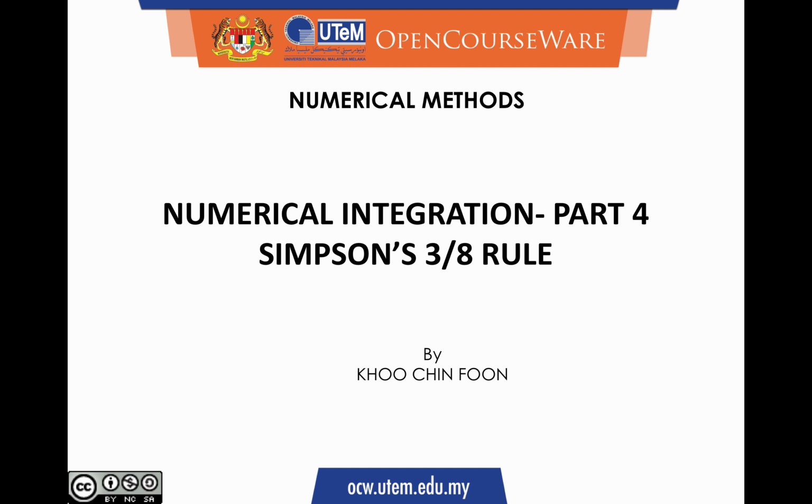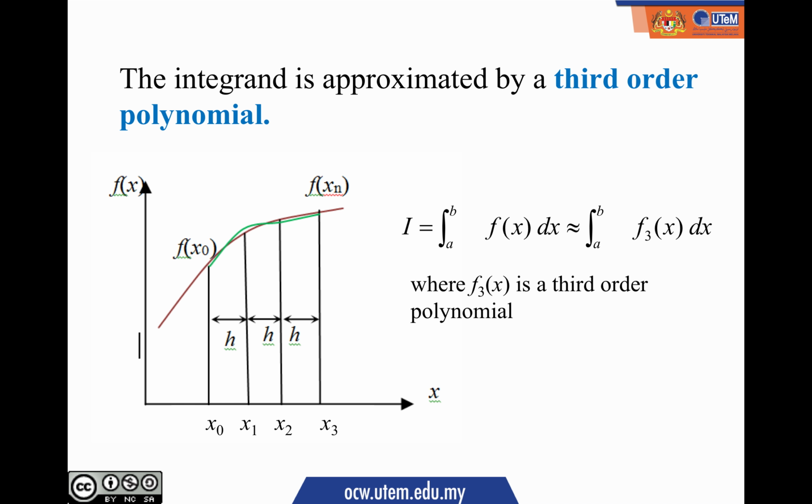Next, we will discuss the Simpson's 3/8 rule in part 4 as another alternative approach to approximate the integral of a function. Simpson's 3/8 rule is an extension of Simpson's 1/3 rule, where the integrand is approximated by a third-order polynomial rather than a quadratic polynomial. Hence, 4 points of 3 segments are needed to fit into the cubic interpolating polynomial.